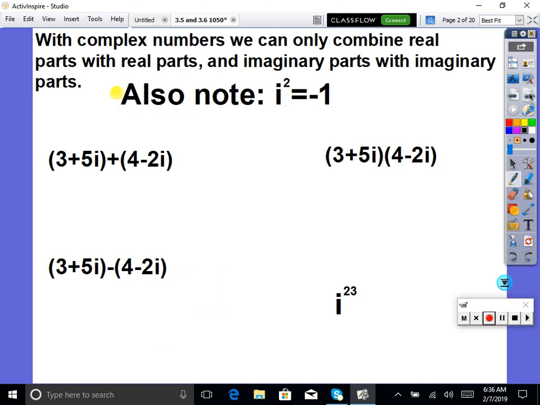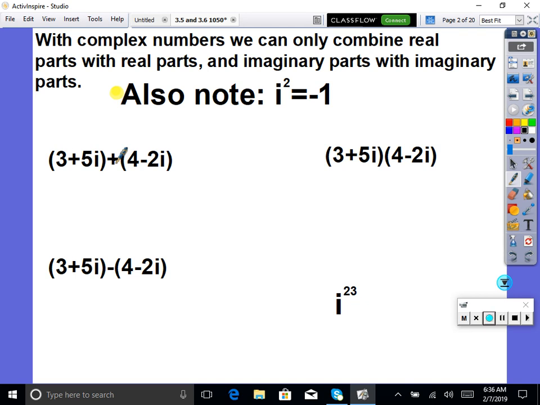So here is the rule. With complex numbers, we can only add real parts with real parts and imaginary parts with imaginary parts, or combine them. And then also remember that i squared equals negative 1, our equivalent statement. So looking at this, it's a complex number added to a complex number. Just because you see parentheses does not mean multiplication, so make sure you look.